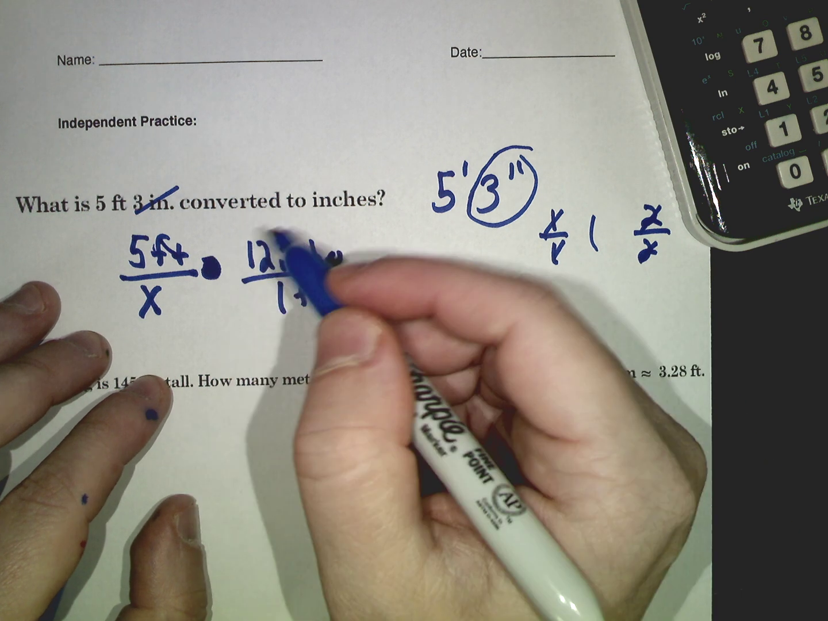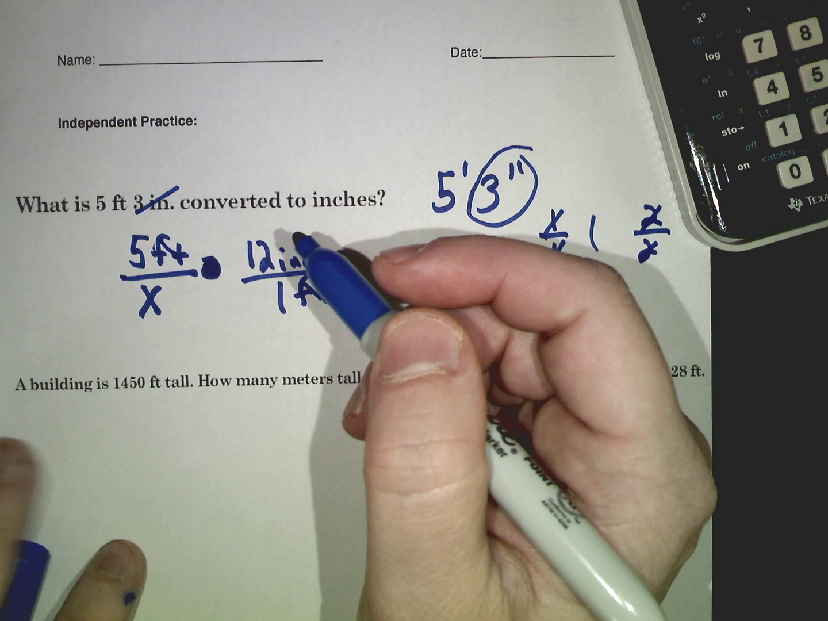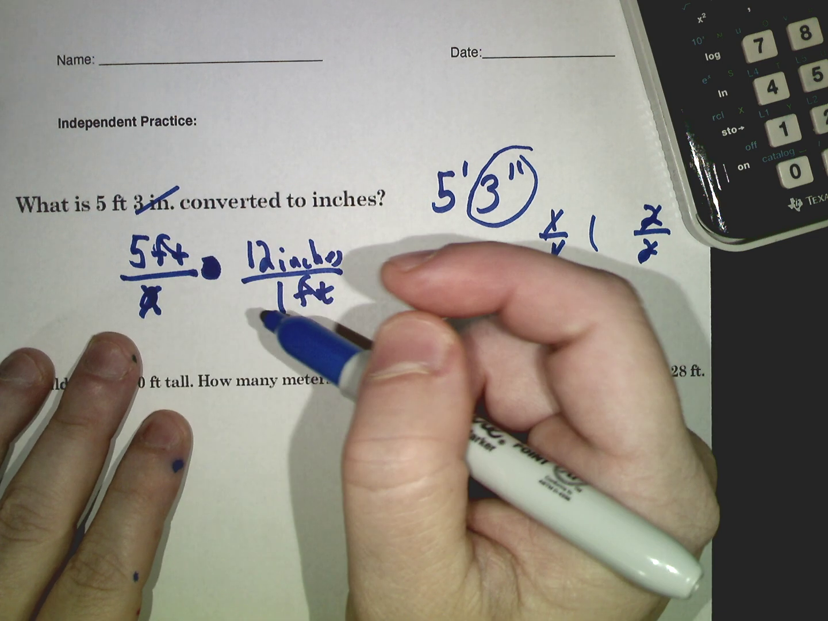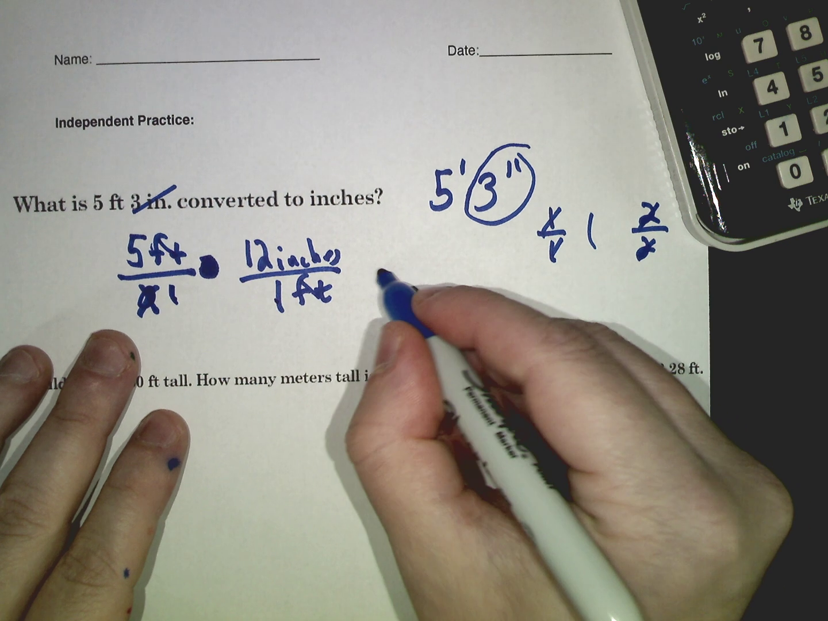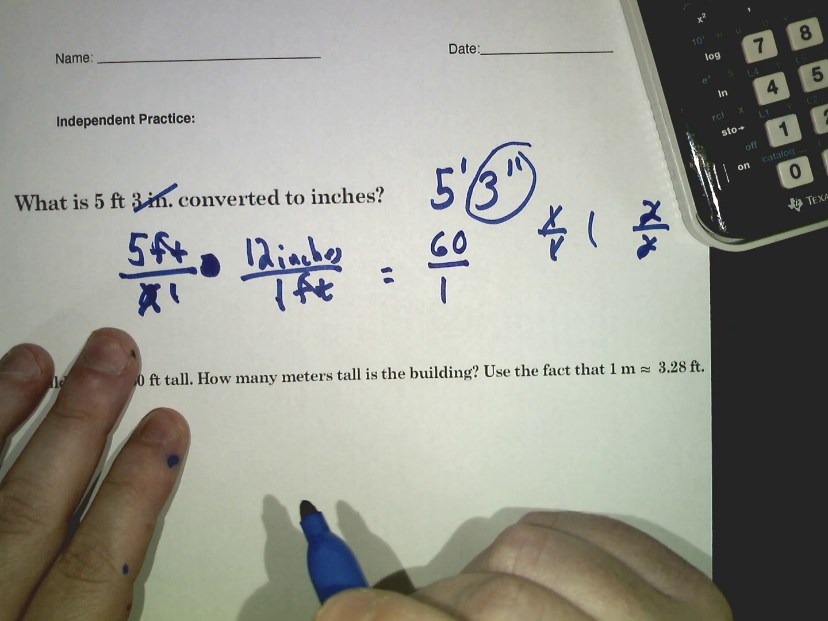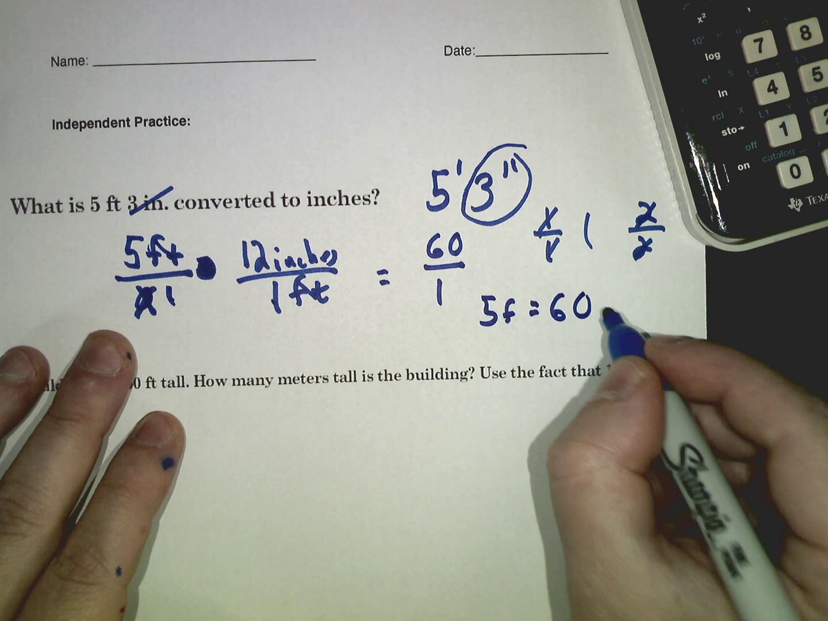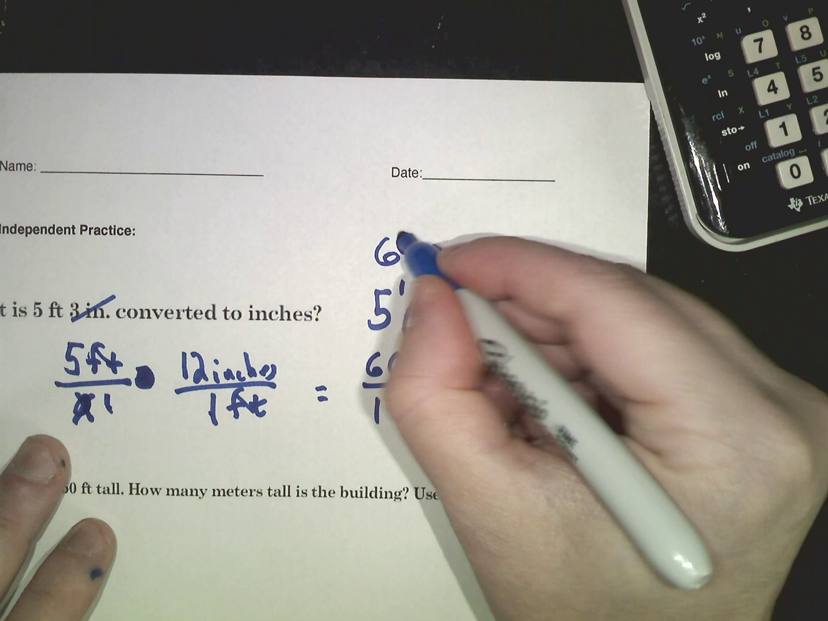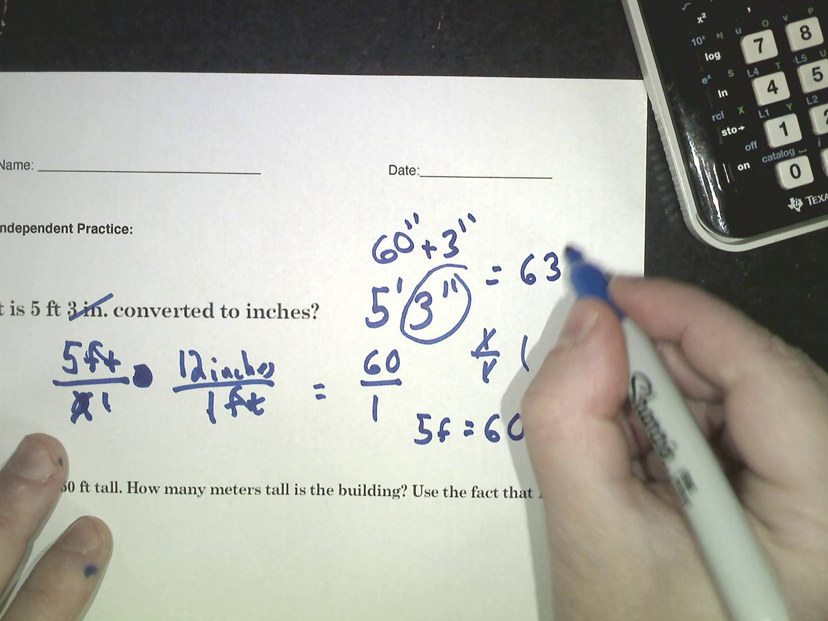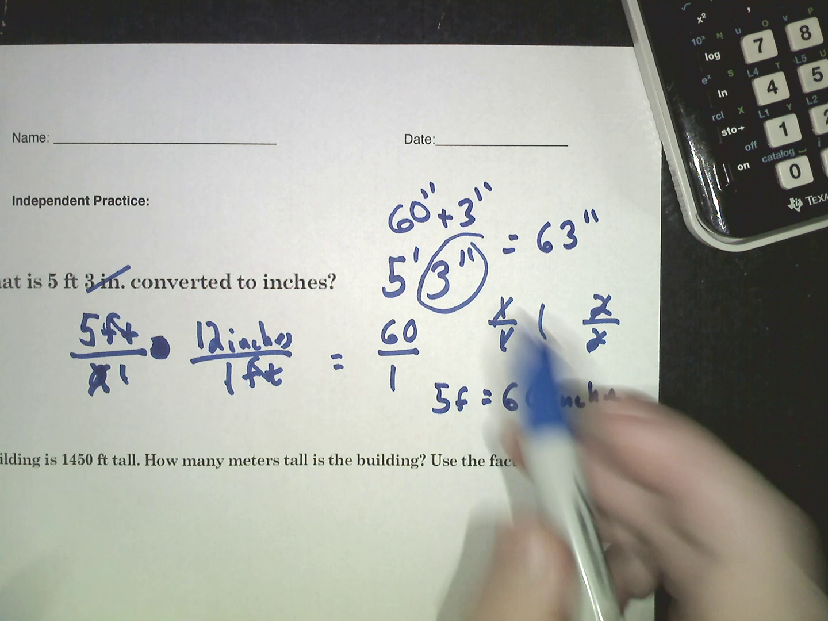Now, I'm not going to solve it this way. I am going to solve it this way. So, no x here. Just 1. 1 times 1 is 1. 5 times 12 is 60, if you do it in the calculator. So 5 feet is equal to 60 inches. So I have 60 inches plus 3 inches, 63 inches. Very interesting fact. So you add those on at the end.